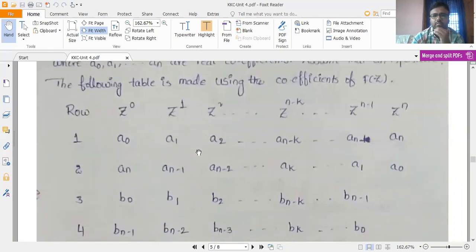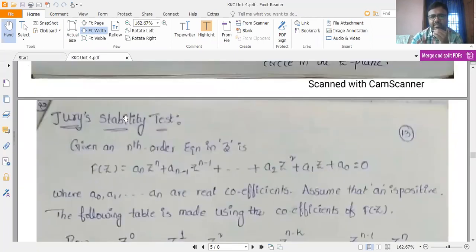Okay, so we are going to frame the table. It has several rows. The rows are going to start from z power 0, z power 1, z power 2 and so on up to z power n minus 1 and z power n. The rows are not going to start from z power n. It is starting from z power 0. That means the initial value, the z power 0 value, is here.